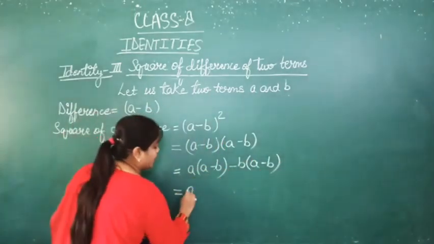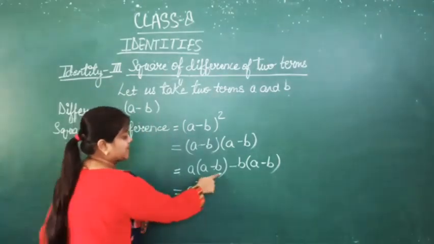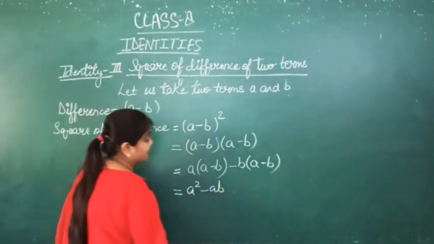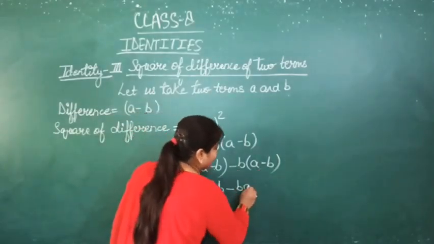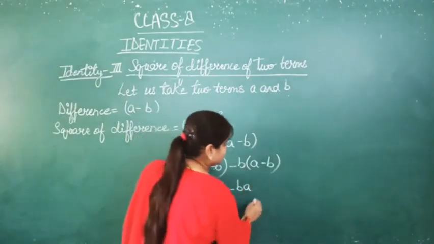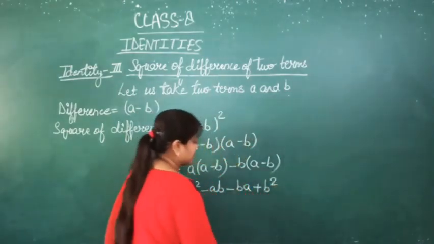Now a into a will give a square and plus a and minus b will give minus ab. Here minus b and plus a will give minus ba and minus b and minus b will give plus b square.